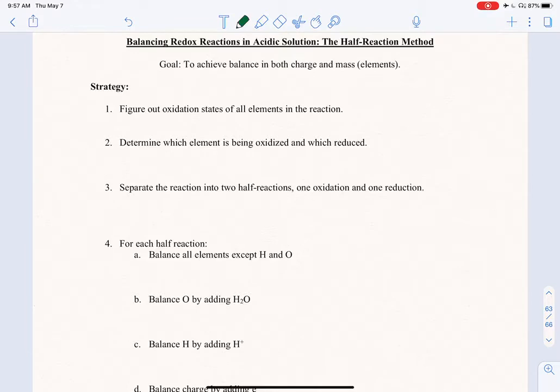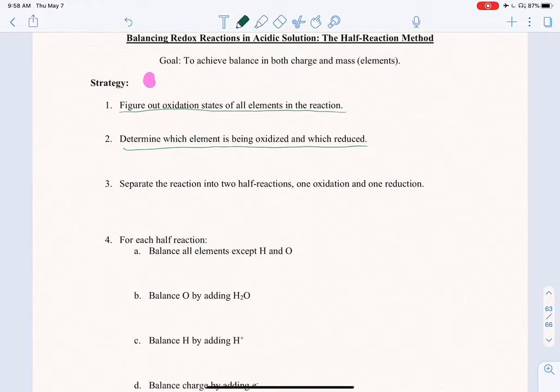So looking at the strategy, the first thing you want to do is figure out the oxidation states of all of the elements in the reaction and determine which element is being oxidized and which element is being reduced. I'm going to give you an example reaction to test this half reaction method. We're going to take solid copper and silver ion in aqueous solution, and we are going to produce aqueous copper 2+ ions and solid silver.